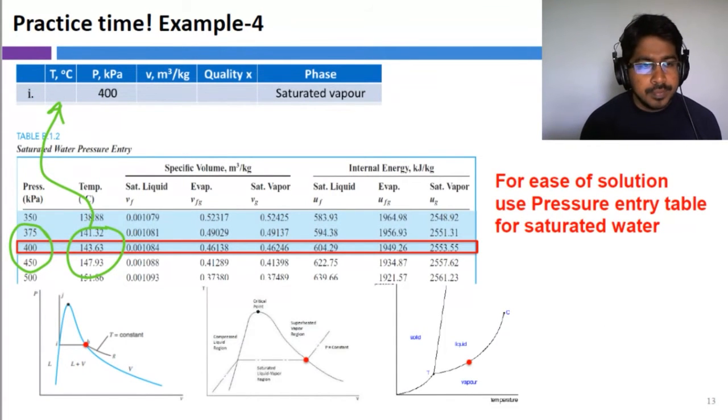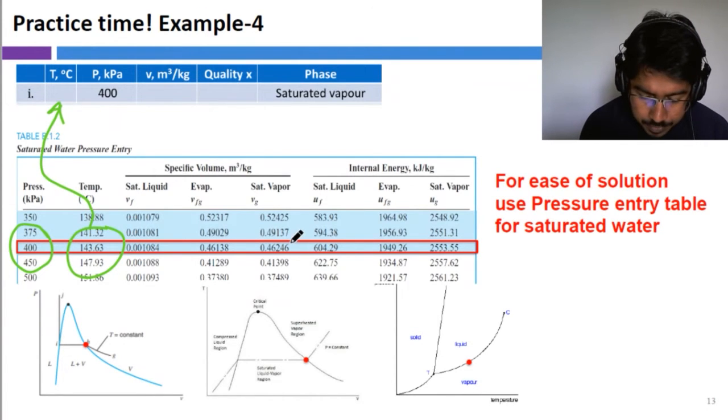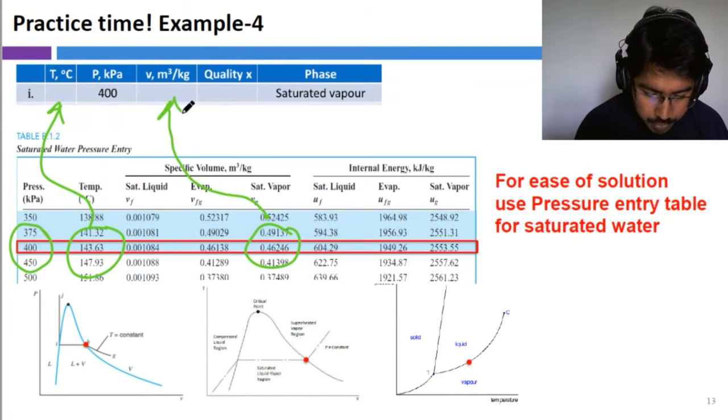It asks for temperature. Now, specific volume. What should we pick for specific volume? We have three values, Vf, Vfg, and Vg. What should we pick for this current case? It should be Vg, right? Because we are on the saturated vapor line, and Vg represents the value of specific volume on the saturated vapor line. So now we pick the Vg value and then we put it here.